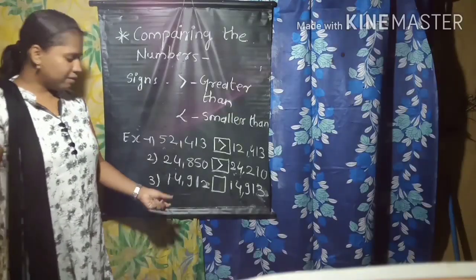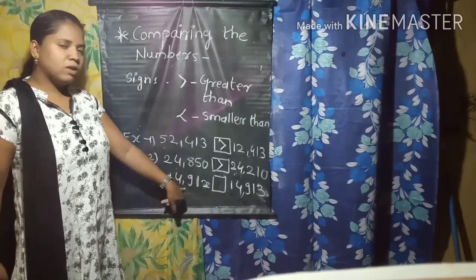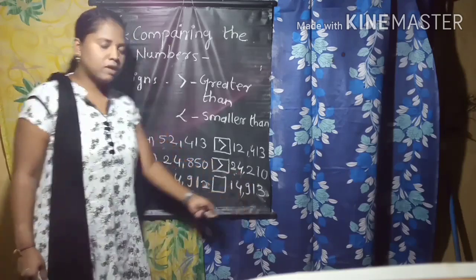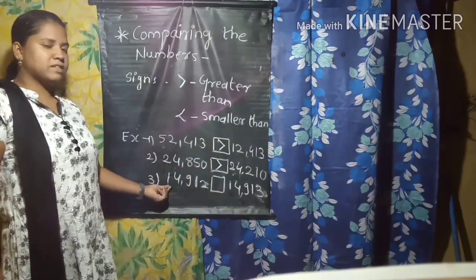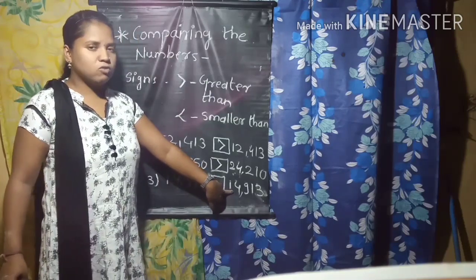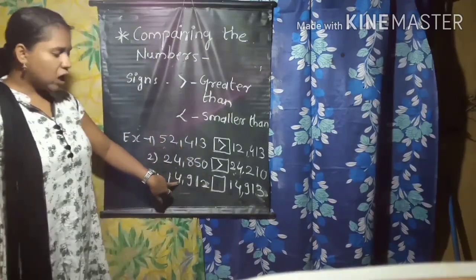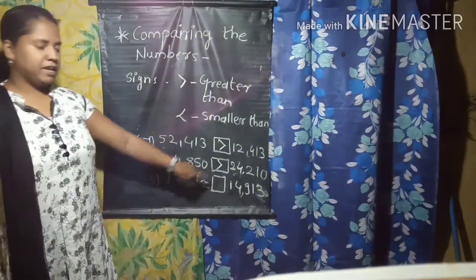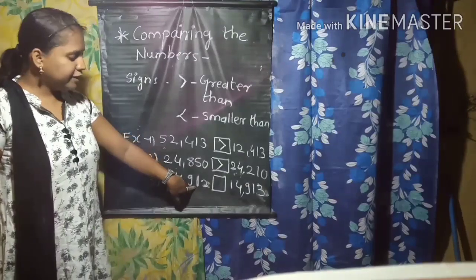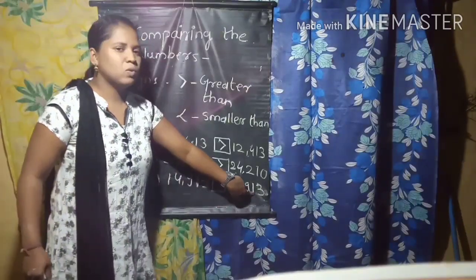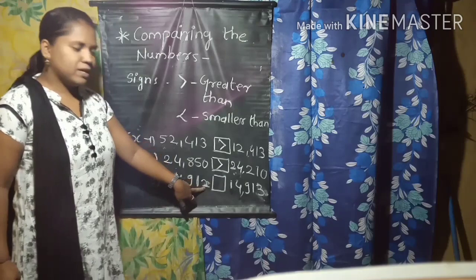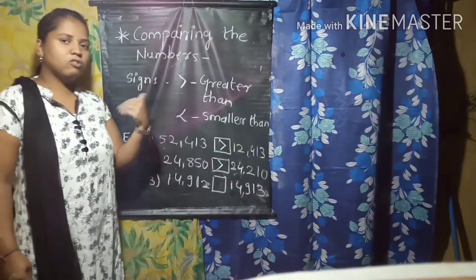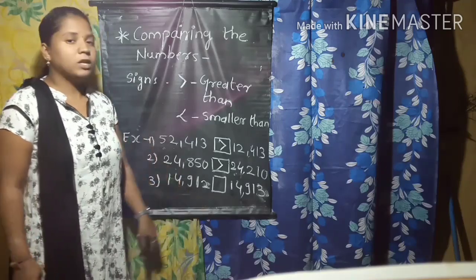Let us take one more example. Here 14,912 is there and here 14,913 is there. So now compare. In the ten thousands place it is 1, here also 1. In the thousands place it is 4, here also 4. In the hundreds place it is 9, here also 9. In the tens place it is 1, here also 1. In the ones place it is 2 and here it is 3. So is 2 greater than 3 or smaller than 3? 2 is smaller than 3.